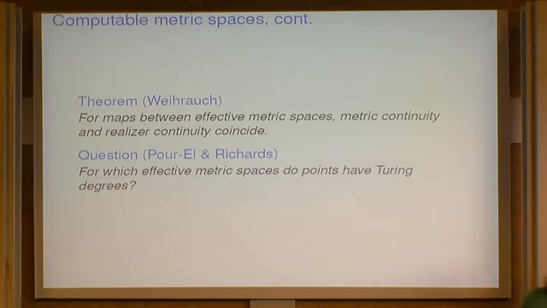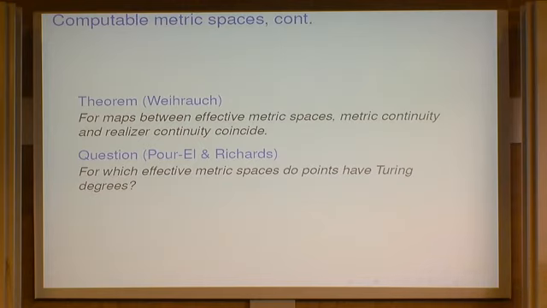In that context, a question was raised by Borel and Richards, I think about 30 years ago. They had noticed that each real number has some code which has the least complexity of all codes for that particular number. They then asked the question: is that true for all computable metric spaces? Will we always have least codes?